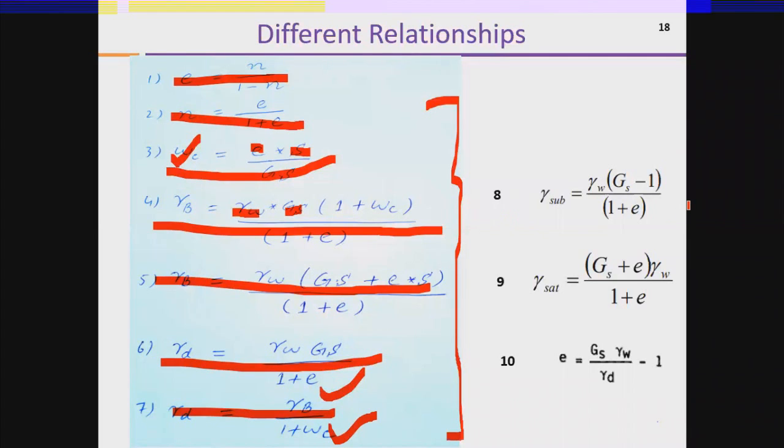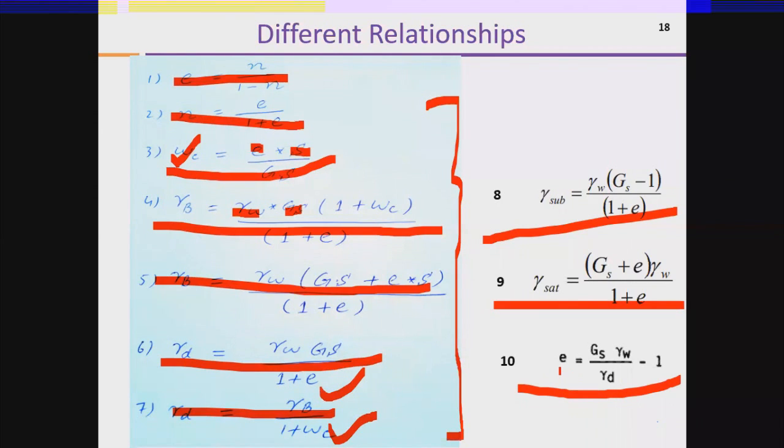The eighth expression is gamma submerged is equal to gamma W into (GS minus 1) divided by 1 plus E. The ninth expression is gamma saturated is equal to (GS plus E) into unit weight of water divided by 1 plus E. The 10th expression is E is equal to GS into unit weight of water divided by unit weight of dry soil, minus 1.